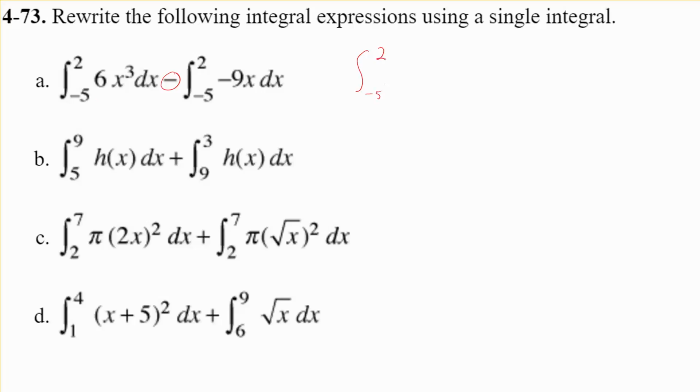So -5 to 2 of 6x cubed minus -9x. Always keeping that dx in there. I think that would be a completely acceptable answer. It doesn't even say evaluate. Let's look at the next one.